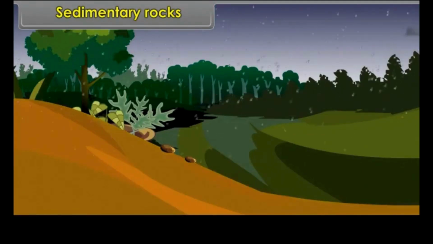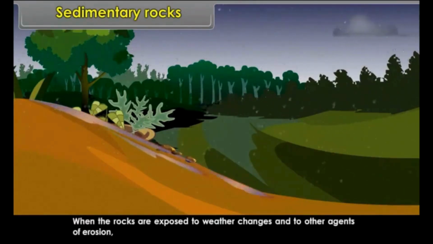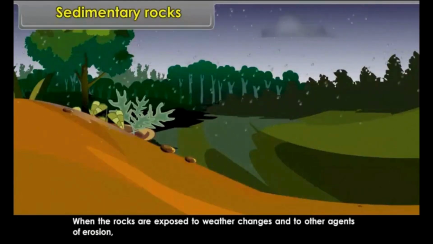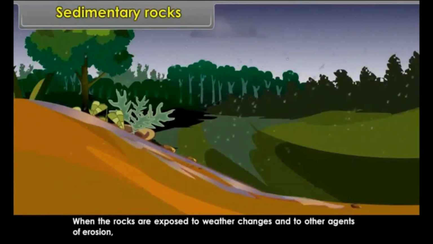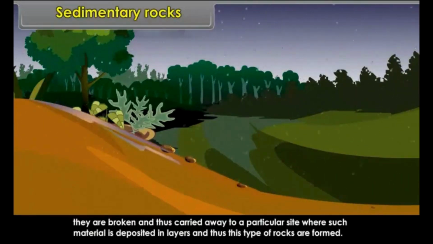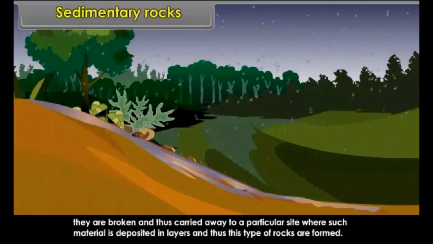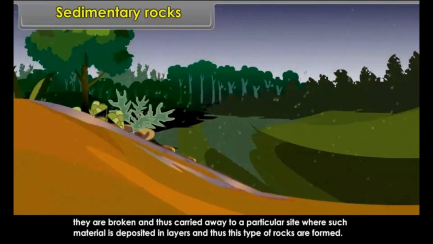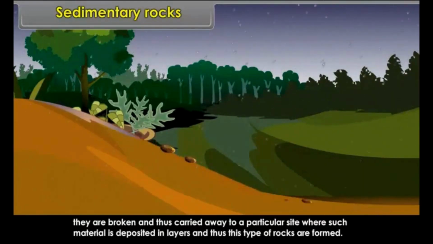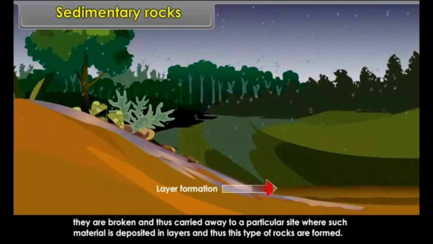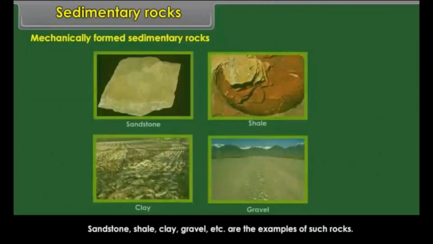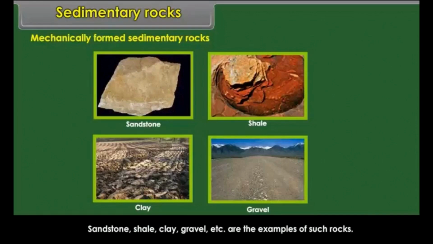Mechanically formed sedimentary rocks. When the rocks are exposed to weather changes and to other agents of erosion, they are broken and thus carried away to a particular site where such material is deposited in layers, and thus this type of rocks is formed. Sandstone, shale, clay, gravel, etc. are the examples of such rocks.